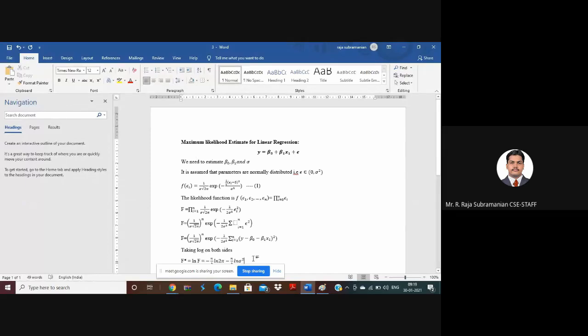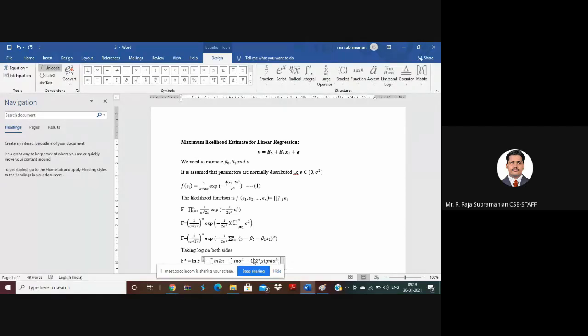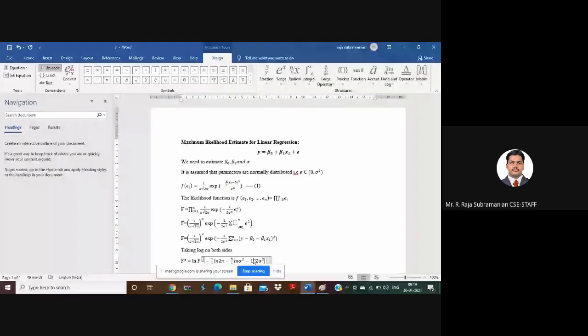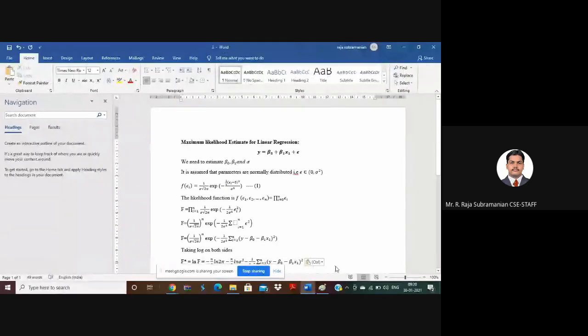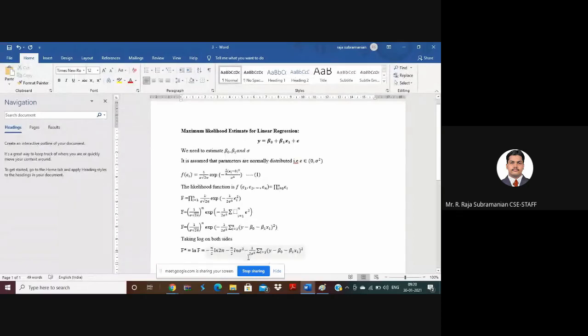So exactly I write the same thing over here. Minus 1 divided by 2 sigma squared, and I just copy this summation i is equal to 1. Yes, so this was the term. When I take ln on both sides, I get the term like this: minus n by 2 ln 2 pi minus n by 2 ln sigma squared minus 1 by 2 sigma squared summation i is equal to 1 to n, y minus beta naught minus beta 1 x1 the whole square. Right. Now I need to estimate the parameters.